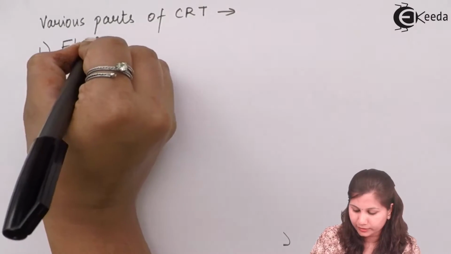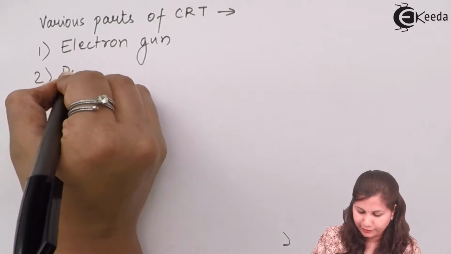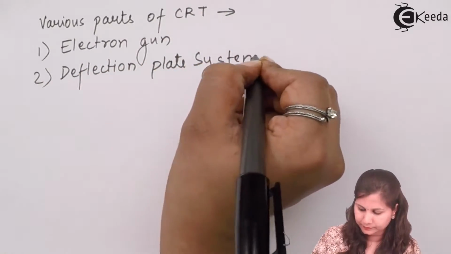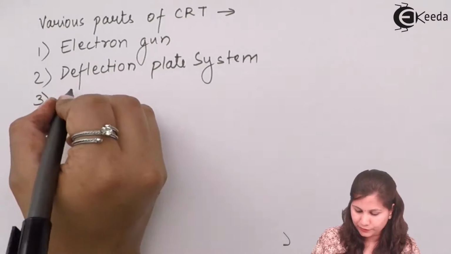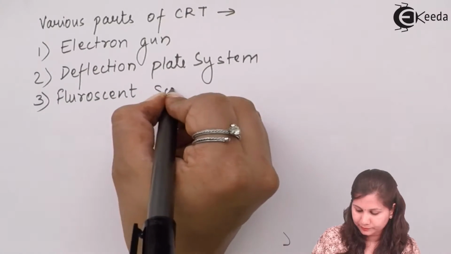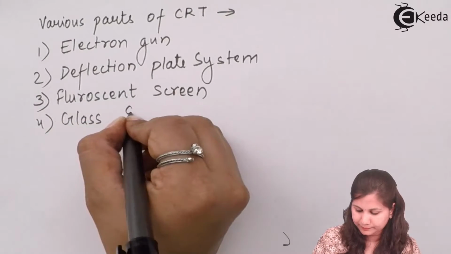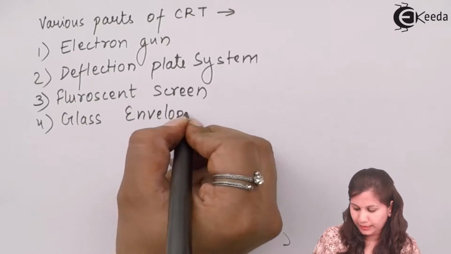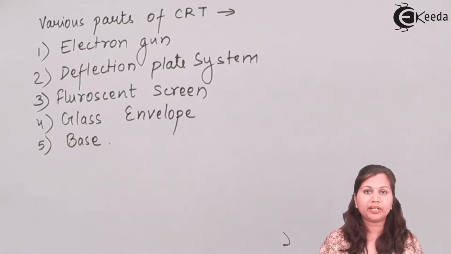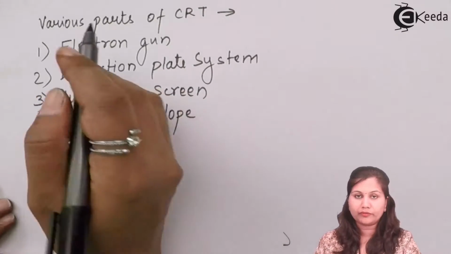Okay, so if we come to the various parts of the CRT, first we will have the electron gun, then we have the deflection plate system, then we have the phosphor screen, or we can say the fluorescent screen, we will have a glass envelope and a base. So these are the various parts of the cathode ray tube.